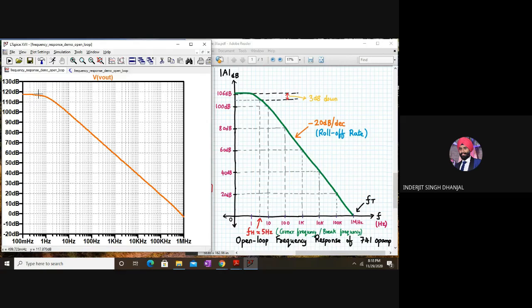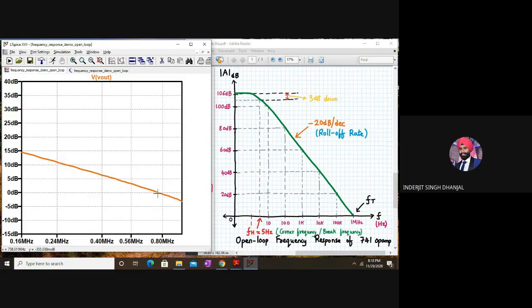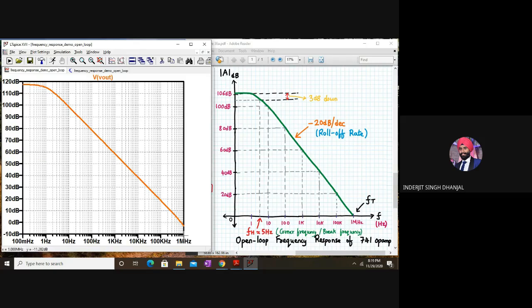It's touching around 118 dB for OP07. For the 741 it was 106 dB, and the gain bandwidth product was around 1 megahertz. Here if I check it, it's around 758 kilohertz. So the FT of this OP07 is around 758 kilohertz instead of 1 megahertz, slightly lesser. So that's the demonstration of a frequency response curve in open loop configuration, and the rate at which it falls is also 20 dB.